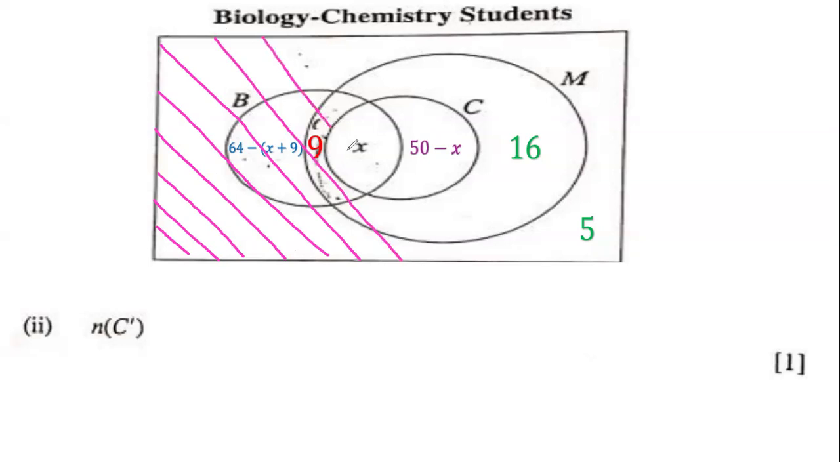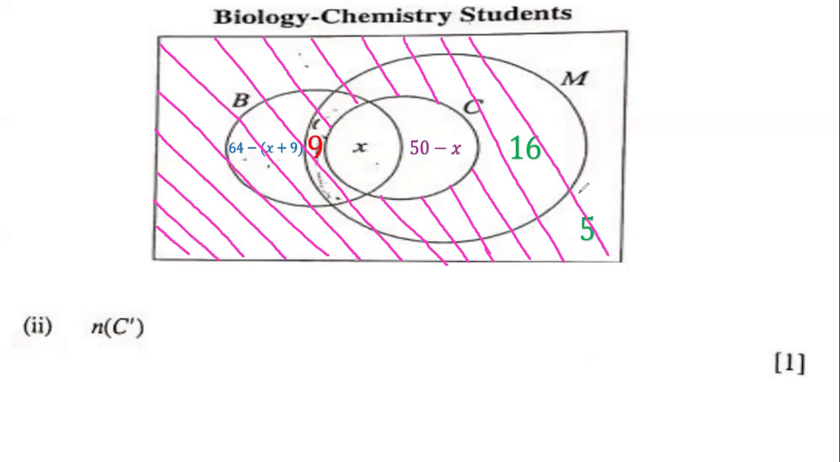We include all of the elements in the universal set. All of them are fine, but we do not include any of the elements that are in C. The elements in set C are off limits. C is for chemistry, and that means we cannot include any of the elements that are inside here.